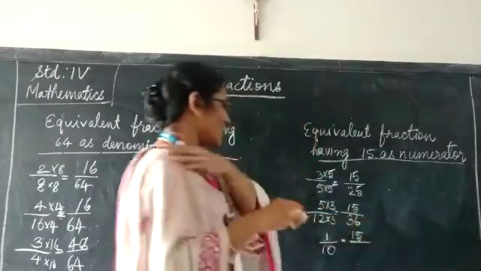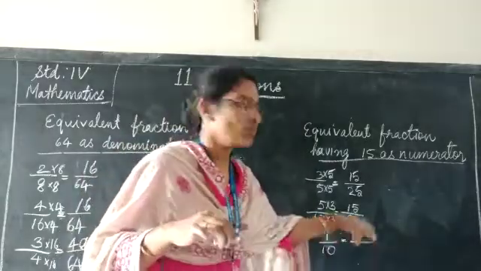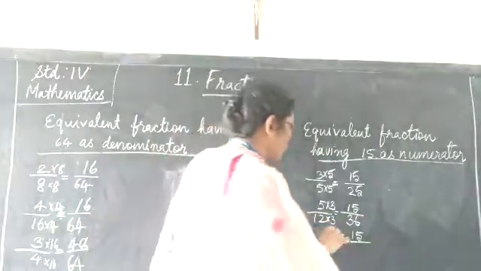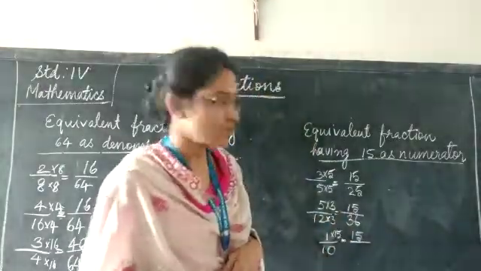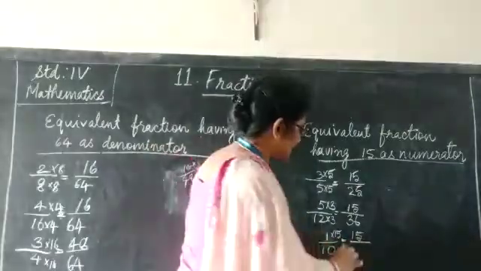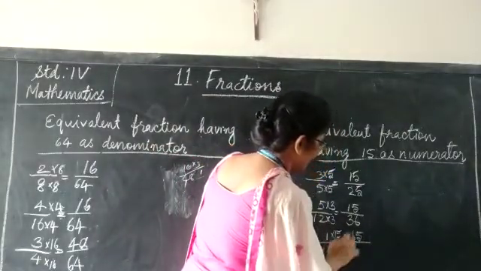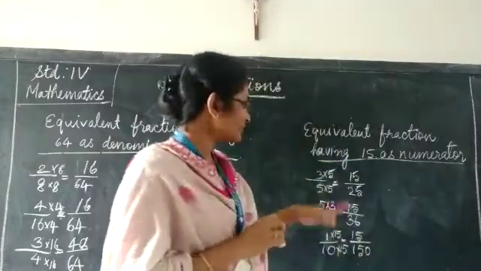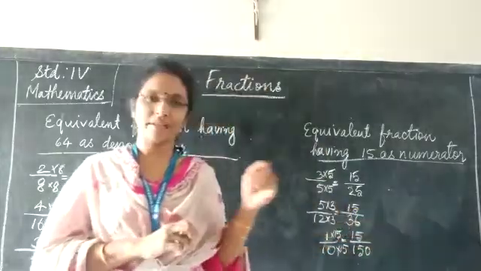Next question, 1 to become 15. What should be multiplied with 1 to make it 15? 1 15 is 15. Then what to do to get the missing number? 10 also should be multiplied by 15. 10 15s are 150. Okay, this is the way we have to find out the answer.